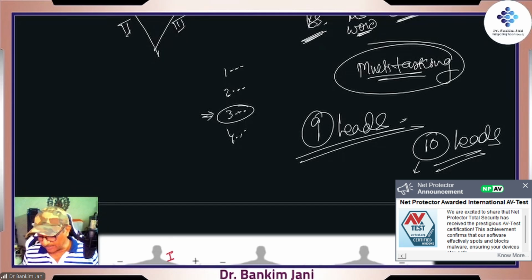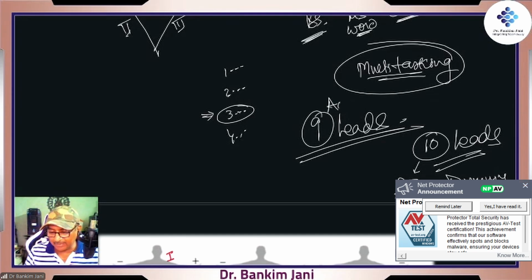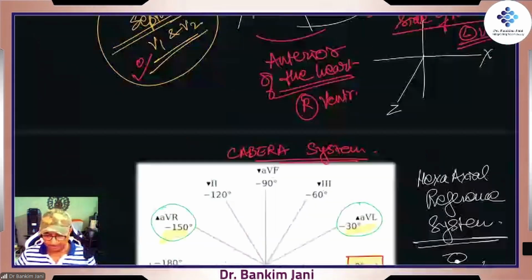But as we said, the lead which is going for the right foot is a dummy lead. It is dummy. There is nothing connected with it. So that's why read the question carefully. If it is asked how many active leads, then the answer is 9. If it is asked how many total leads, and you are given the option of 10, then you have to select the 10. Got it? Because the right foot is a dummy lead. There is no electrical activity detected on that end. Okay.